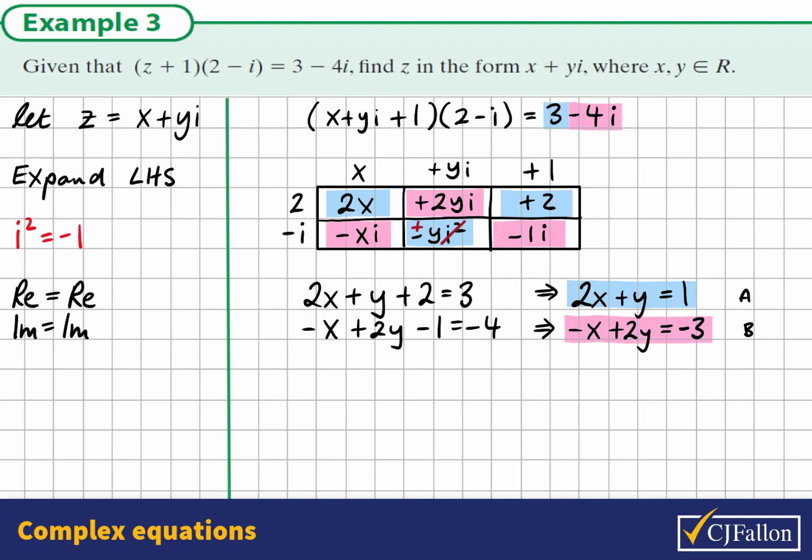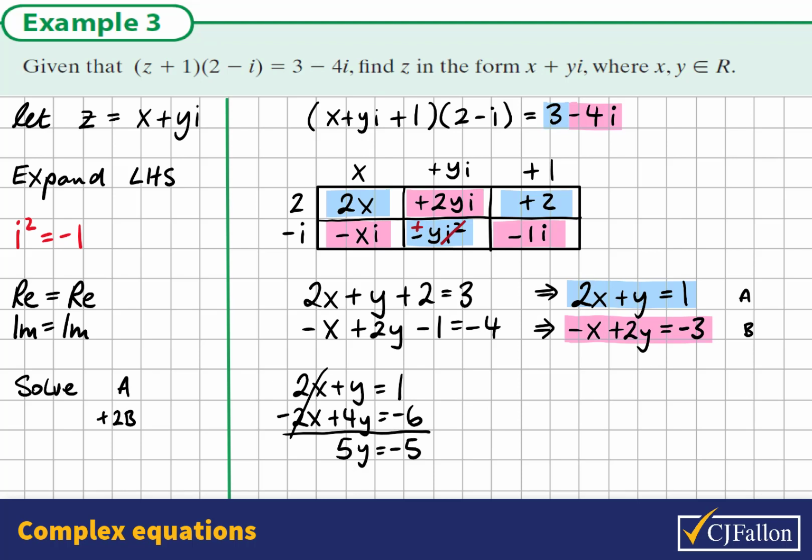I'll call the equations a and b. If we double equation b and add it to equation a, our x's would be eliminated. So I'll do that. On top we have a, that's 2x + y = 1. I'm going to add 2 times b, that'll be negative 2x + 4y = negative 6. And when we do this, we get 5y = negative 5. Therefore, y must be equal to negative 1, dividing across by 5.